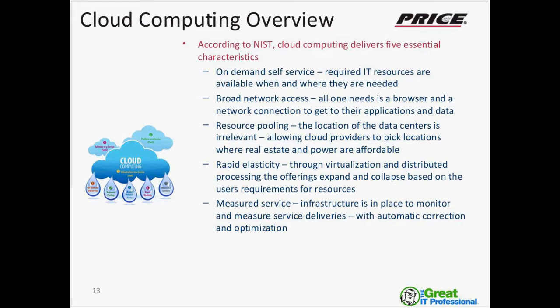On-demand service: IT resources are available when and where they are needed. All one needs is a device that can connect to the internet and the connection to the internet. Broad network access, so just what I just said, all one needs is a browser and a network connection. They can do that from anywhere. Resource pooling means that the location of the data centers is irrelevant to the end user. This allows cloud providers to pick locations where real estate and power and people are more affordable.